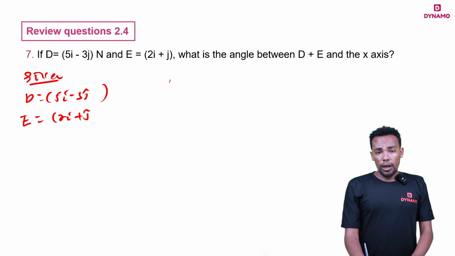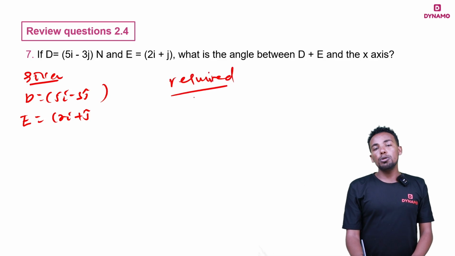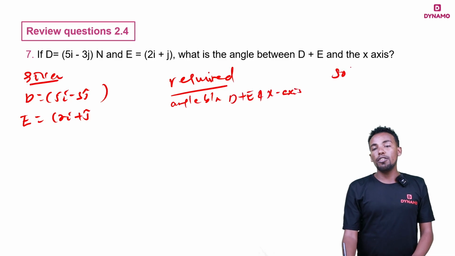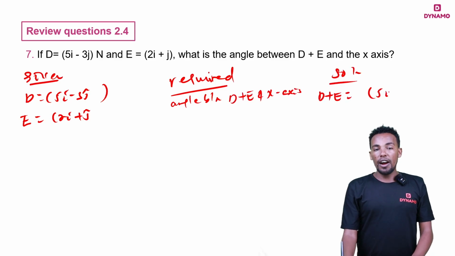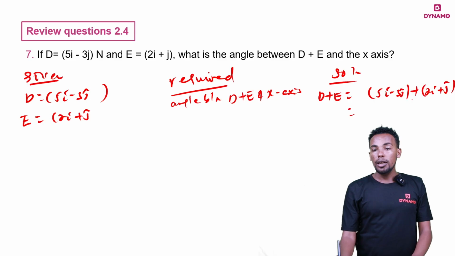Requiring the angle between D plus E and the x-axis. Solution: first D plus E is 5i minus 3j plus 2i plus j, which gives 7i minus 2j. This is D plus E.